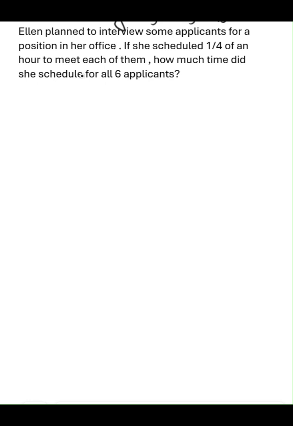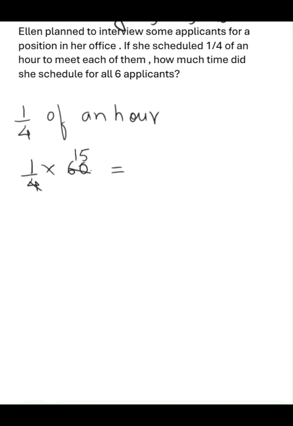Now Ellen planned an interview, so she kept 1/4 of an hour for her meeting with interviewers. Now how much is 1/4 of an hour? An hour has 60 minutes, so we multiply 1/4 with 60 to get how many minutes are in 1/4 of an hour. It can get cancelled and we get the answer 15. As this was in minutes, we get the answer in minutes. So 15 minutes was the time kept for interviewing people.